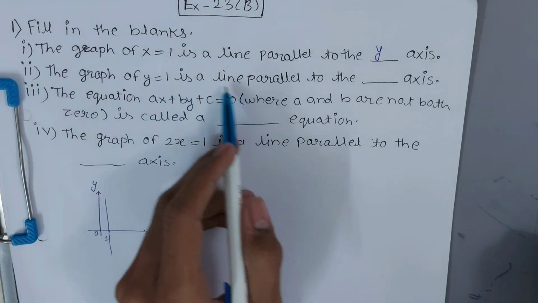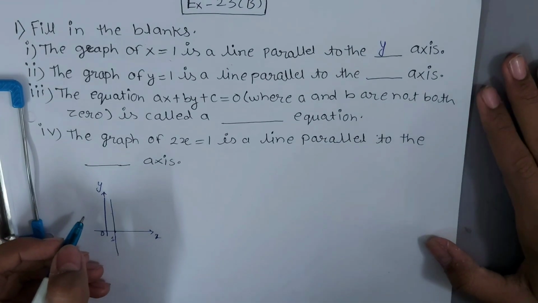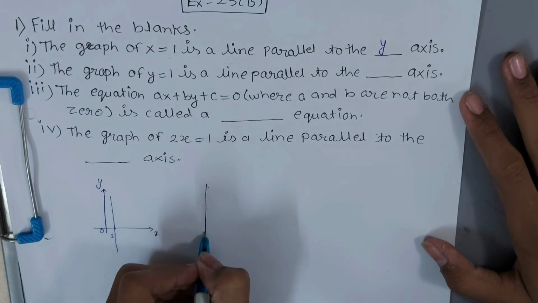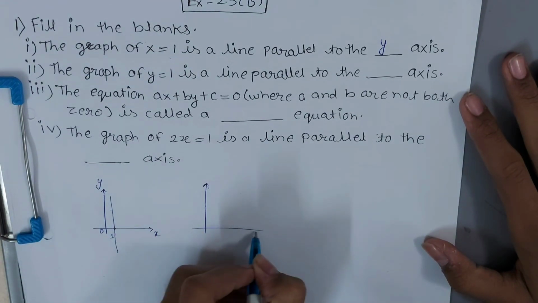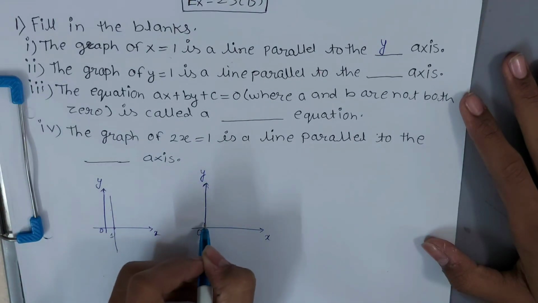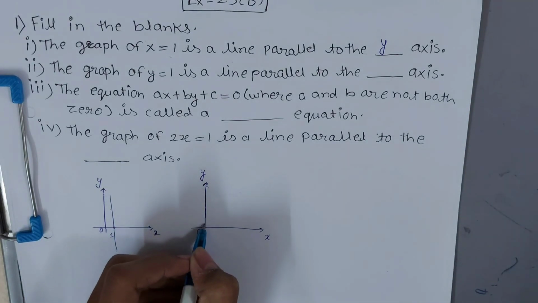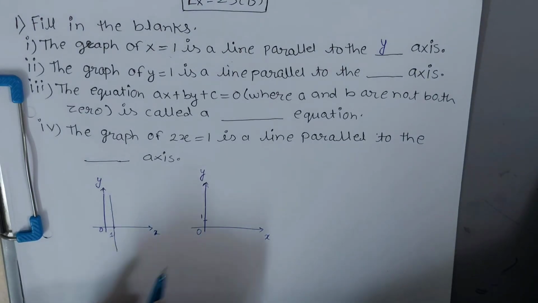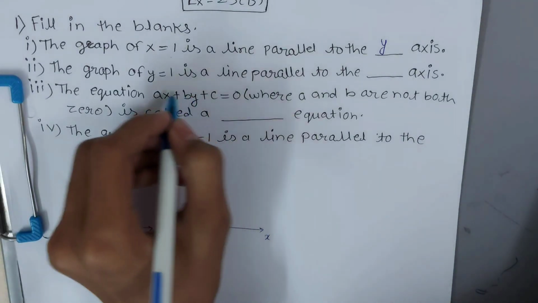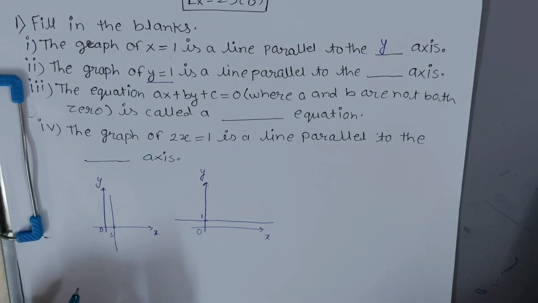The graph of y equals 1 is a line parallel to what? Look here carefully. Suppose this is one axis and this is another axis. This is the y-axis and this is the x-axis, and here we have got our 0. Now y equals 1. What does that mean? That means on the y-axis our graph is moving one block ahead, like that. So if you have to draw the graph of y equals 1, just draw a straight line from 1, like that, and this line should be parallel to the x-axis.